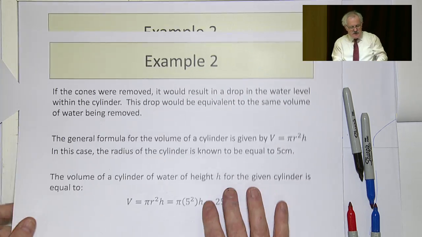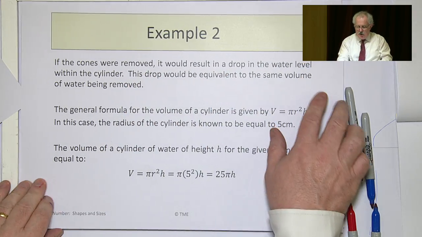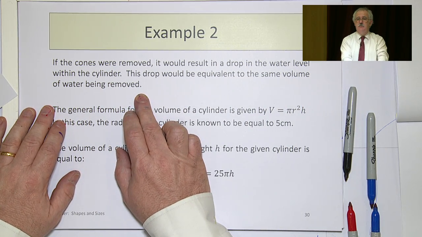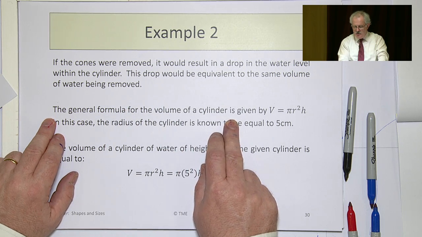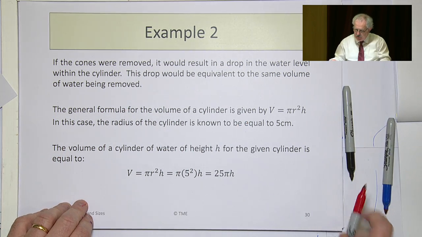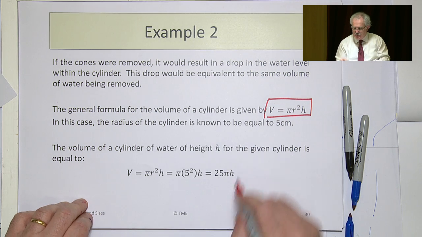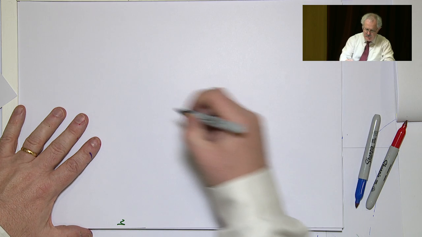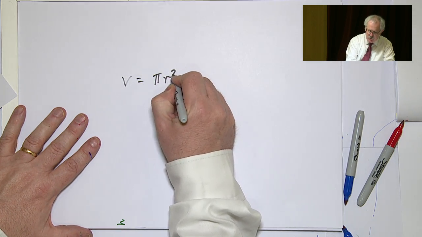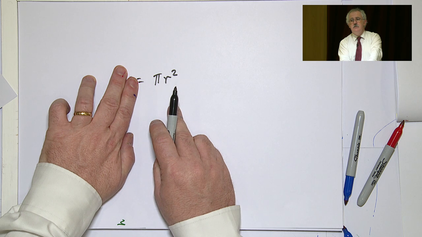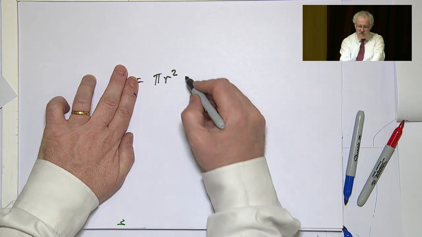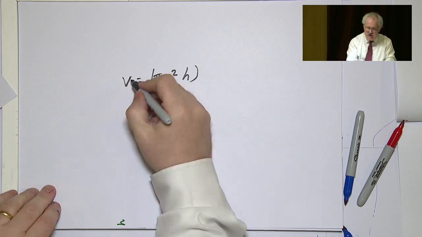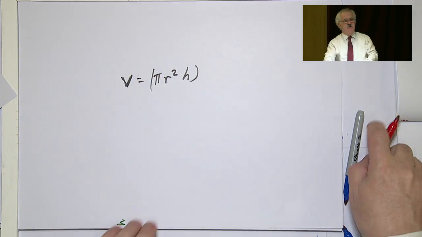So let's say if the cones were removed, it would result in a drop in the water level within the cylinder. The drop would be equivalent to the same volume of water being removed. The general formula for the volume of a cylinder, and you can look this up, is pi r squared h. That shouldn't surprise us. V is equal to pi r squared h. What's pi r squared? The area of a circle, times h, how high that circle is, that disk. So that gives us the volume. So that now is the volume of the water.